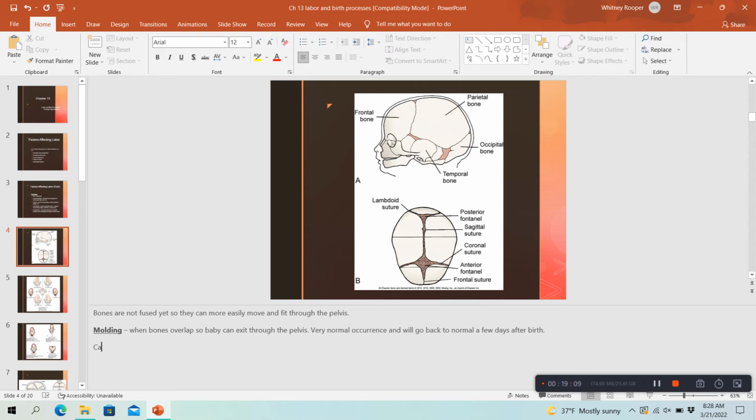So caput is the soft tissue where the baby has cone head. And then the molding is when you have overriding bones that kind of override each other so that the baby can fit through the pelvis. Those bones, because they're not fused together, can literally move and kind of do this to make the head smaller to fit. Sometimes the head still doesn't fit, even in spite of the fact that happens. Sometimes it still doesn't fit.